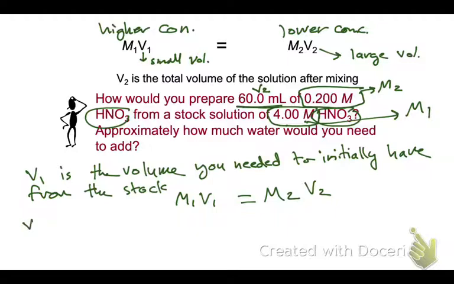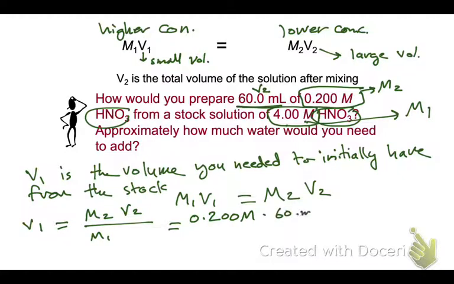So V1 equals M2 V2 over M1. Now let's put our units. M2 was 0.200 molar. V2 was 60 milliliter, and you can keep it in milliliter, and I will show you why.